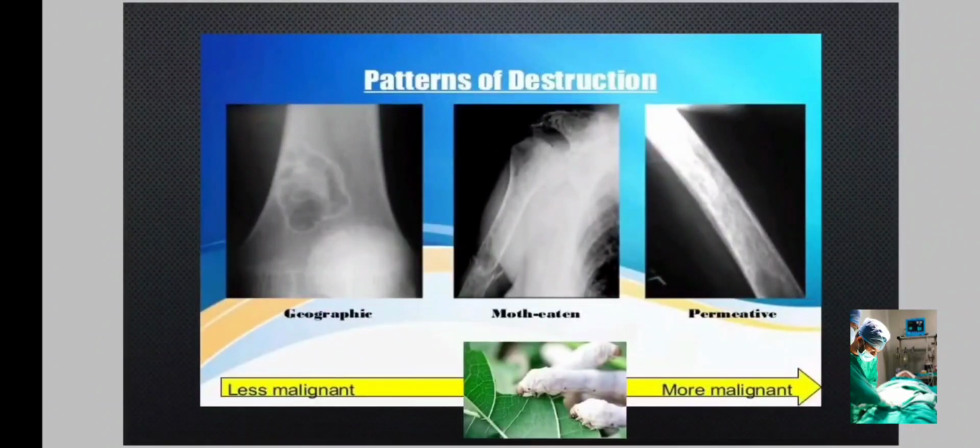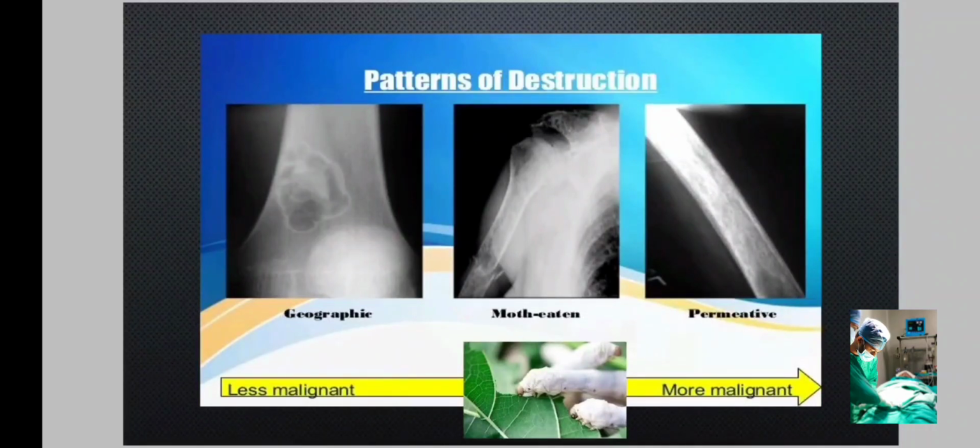Let's see the radiological pictures. As we have discussed, the first one is the geographic one. Can you tell the example? Yes, it is simple bone cyst. Now as you can see in the picture below, the moth is eating some leaves, and in the X-ray you can see there are some areas which look like being eaten up by the moth. And what was the example? Yes, it is the giant cell tumor.